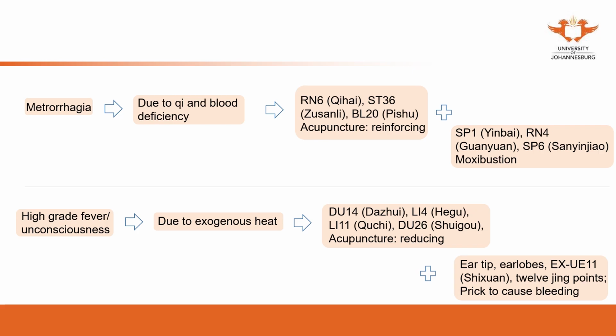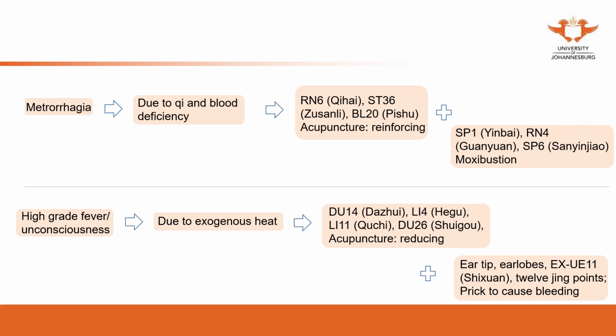Those points we were choosing are Du 14, large intestine 4, large intestine 11, Du 26. These points have the property or the nature of reducing. These points are very different from the points above, especially Ren 6, Ren 4, Stomach 36. These are more focusing on tonifying.